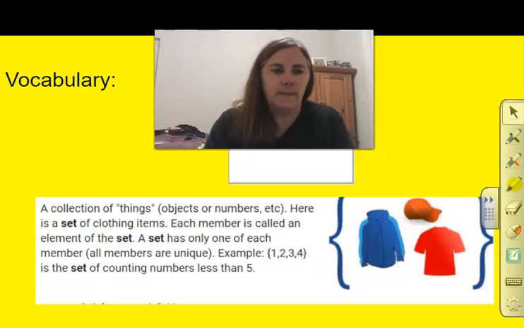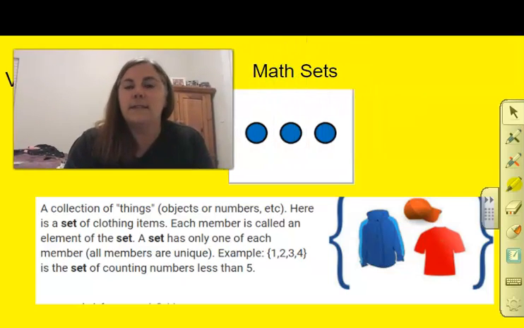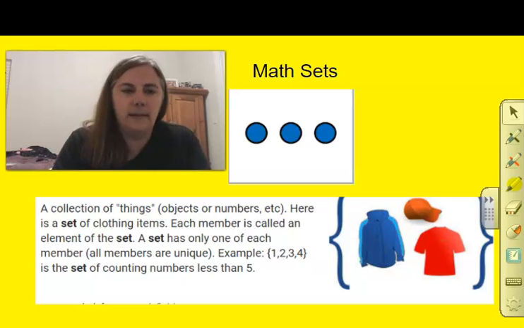All right, our vocabulary. Math sets. What does that mean? It's a collection of things, objects, or numbers. Here is a set of clothing items. Each member is called an element of a set. A set has only one of each member. All members are unique. An example, 1, 2, 3, 4 is a set of counting numbers less than 5. So we have a set of clothes. That set includes a jacket, a shirt, and a hat. Good job, guys.